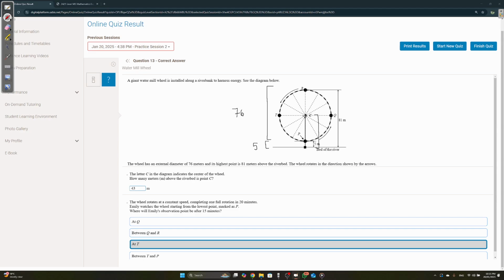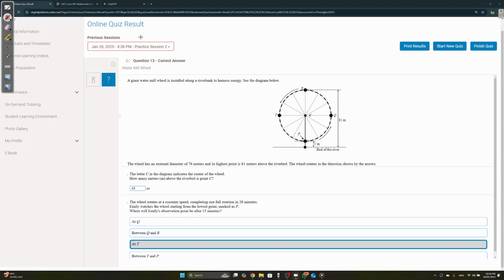Obviously, since C is the center, this over here is the radius, which is equal to the diameter over 2, which is just equal to 76 over 2. So you get 43. But they're saying how far away from the riverbed. Oh, from the riverbed? That's wrong. Should be 48. Let me make sure of this. Wait.